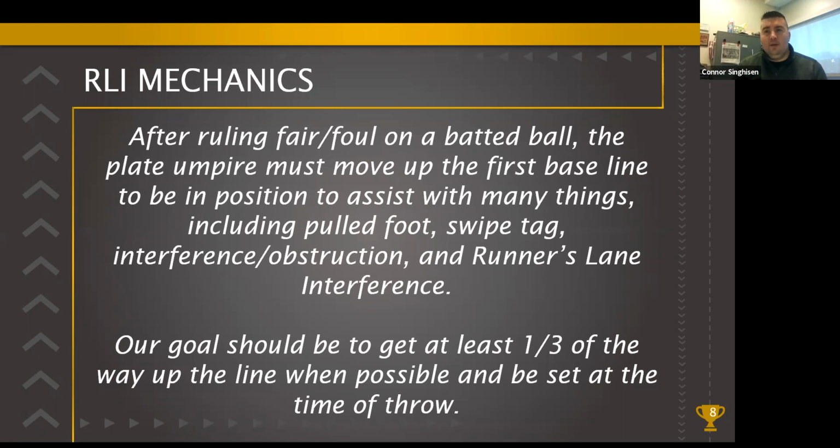Every game, for the first 3 innings of the game, my focus as a plate umpire is to count how many illegal runners I have. So how many runners are not in the runner's lane?